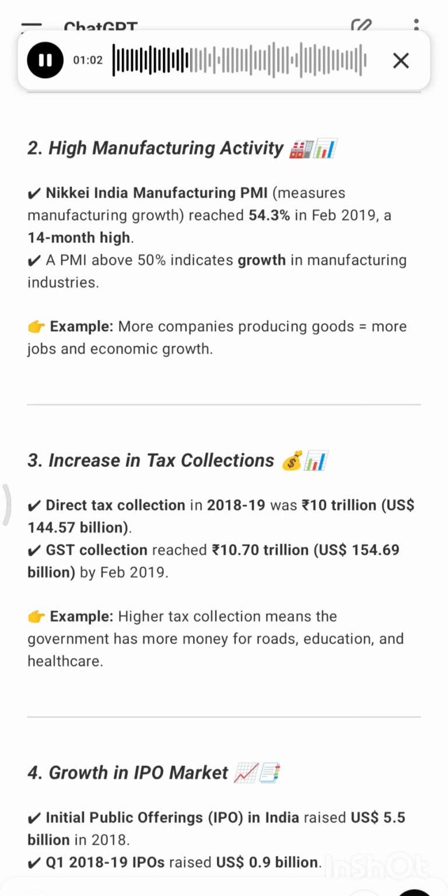3. Increase in tax collections. Direct tax collection in 2018-19 was $10,144.57 billion. GST collection reached $10.70 trillion, $154.69 billion by Feb 2019. Example: higher tax collection means the government has more money for roads, education, and healthcare.